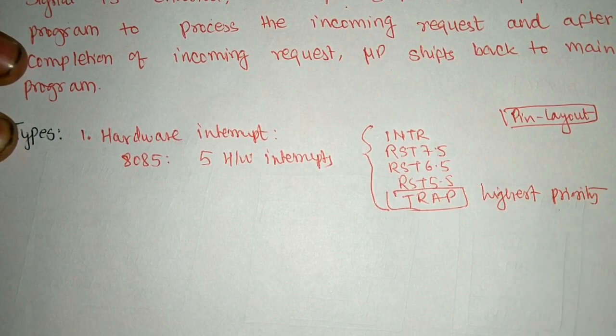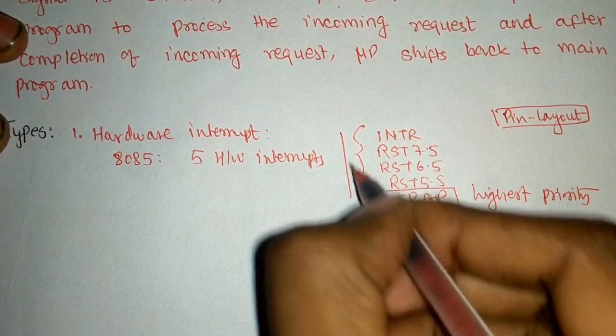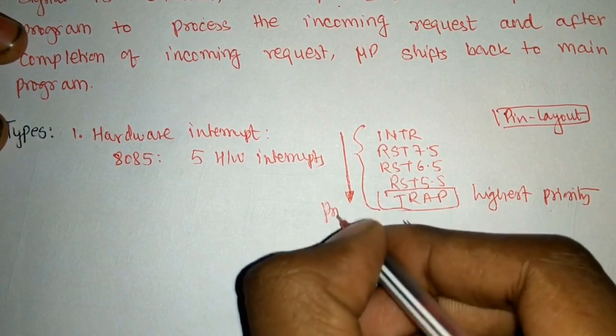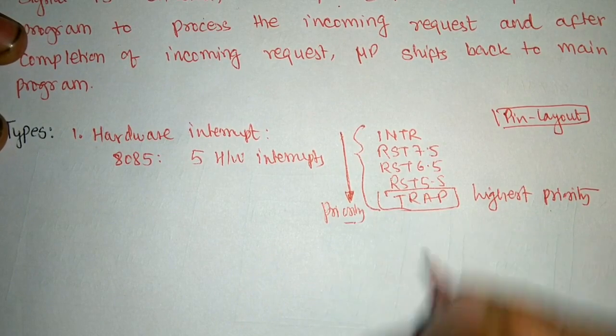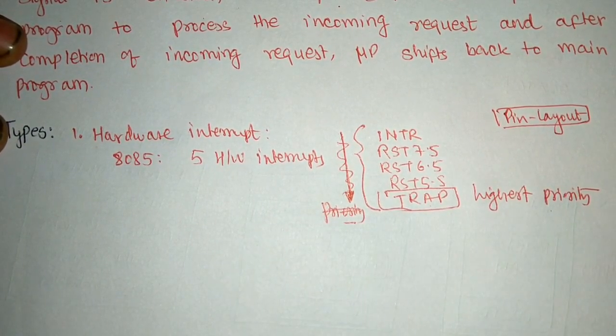This means if there is more than one interrupt at once, then, as we have already said, an interrupt will stop the main program. But within the interrupts, we have a priority system. The highest priority is TRAP. If a TRAP interrupt comes, then everything will be stopped.